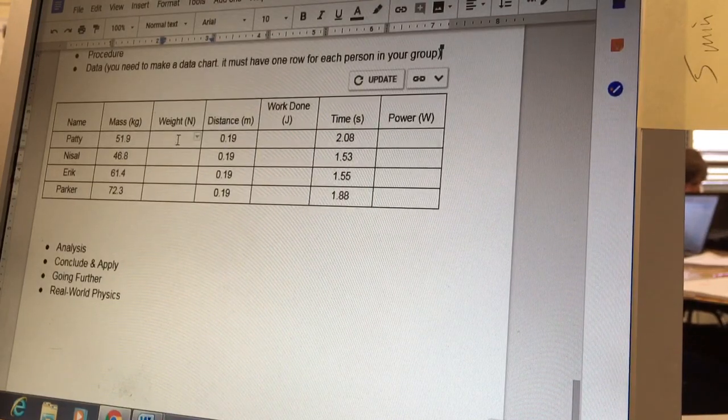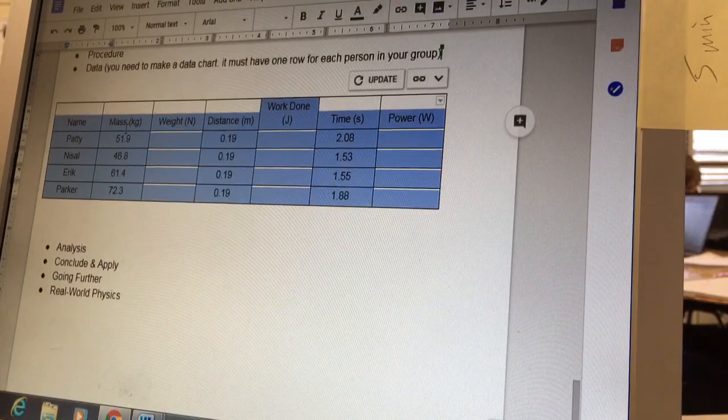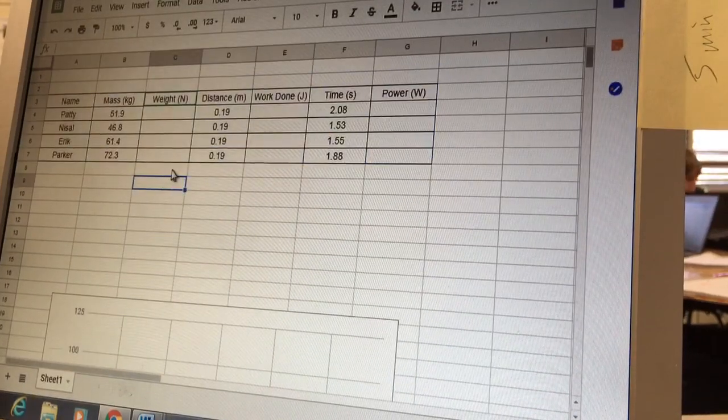So what Sheets is really cool for is doing repeated calculations for you. The way to do that is I'm going to copy this data chart that I made, hit Control-C, go over to my new Sheets document, and paste it over here. So it shows up like that. And then I'm going to do some editing on here. I want to find the weight first. Weight is force equals mass times the acceleration from gravity, right? Mass times the acceleration from gravity.